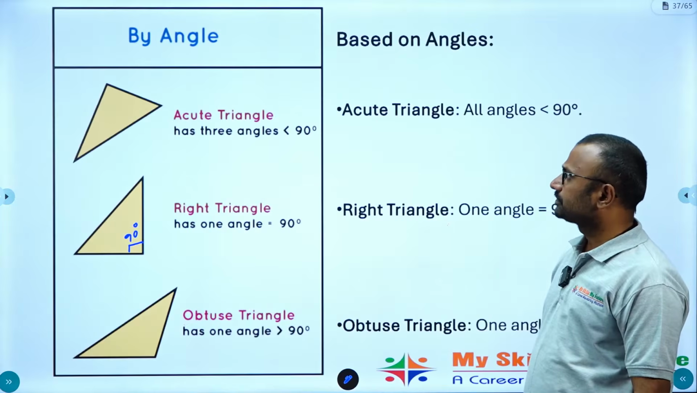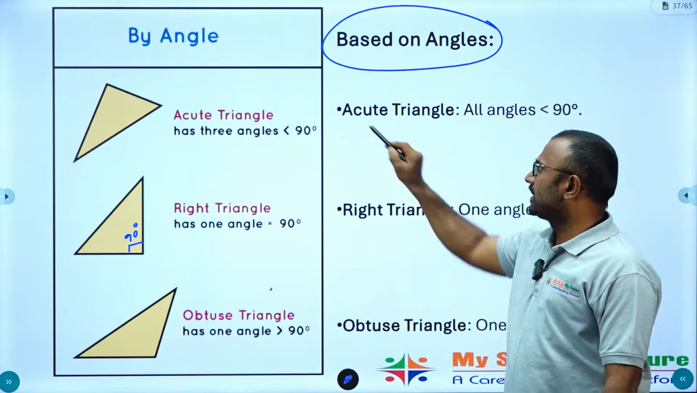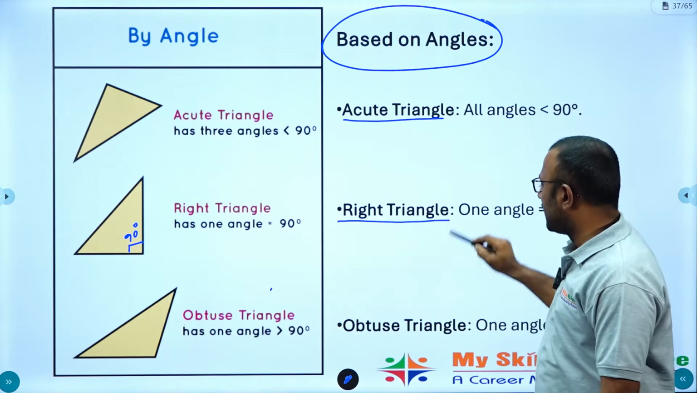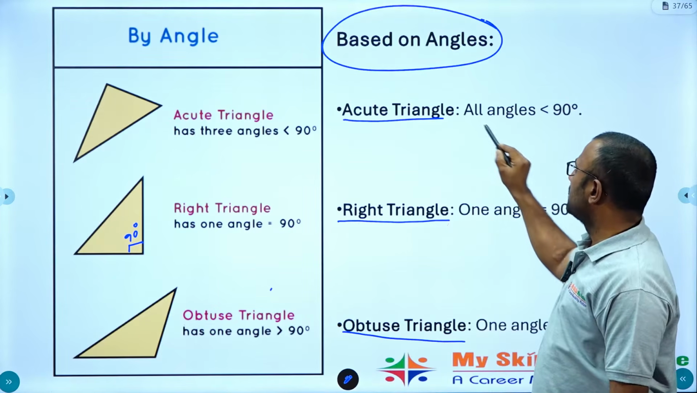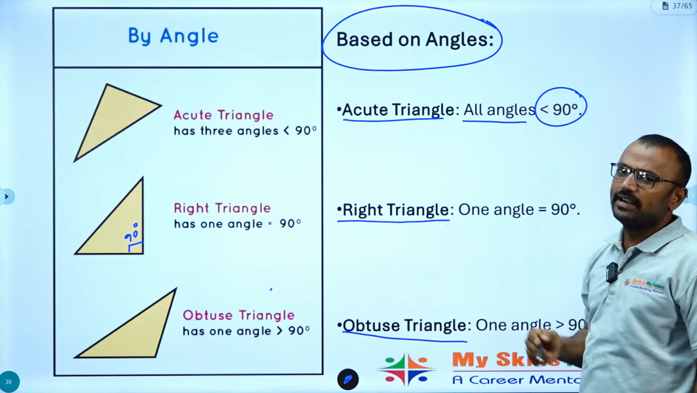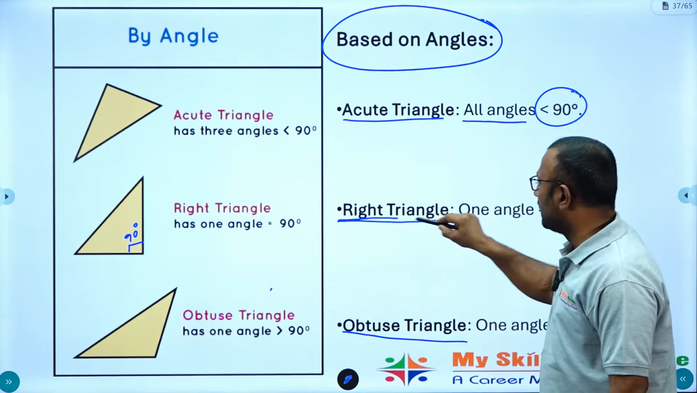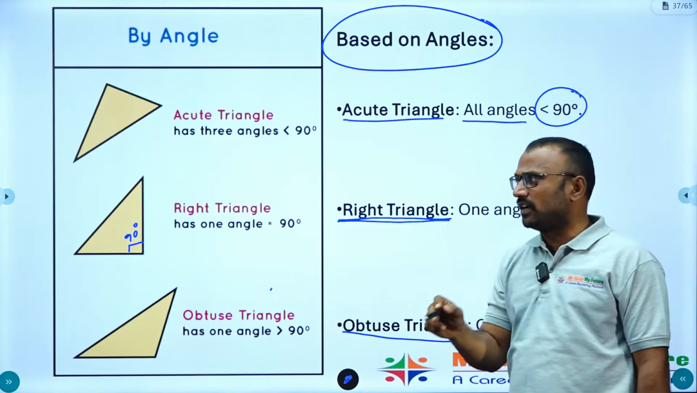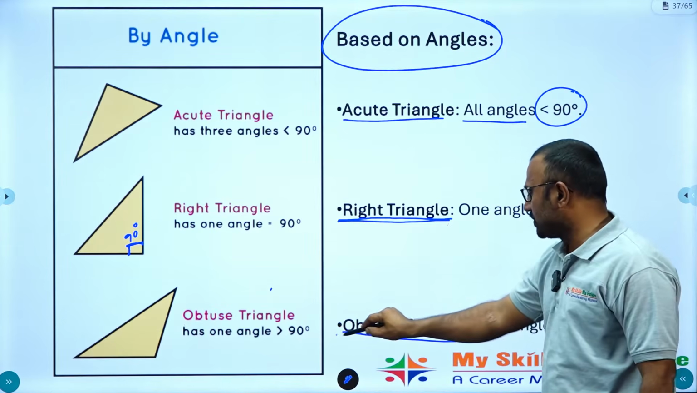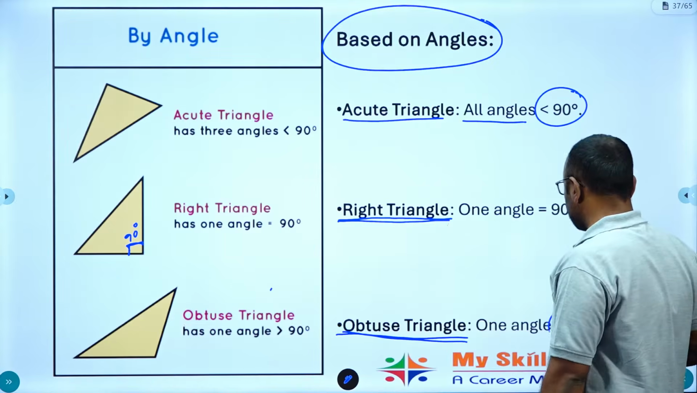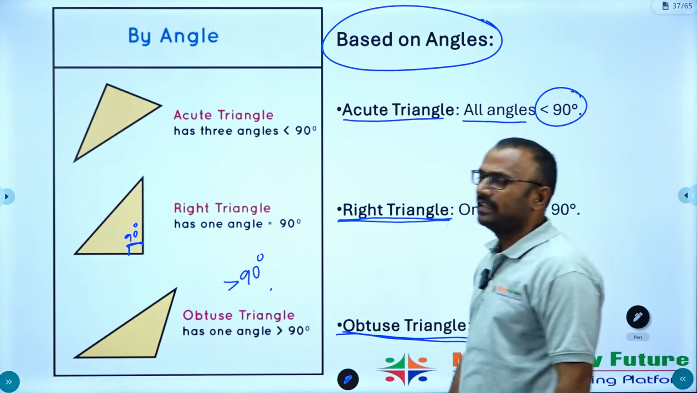Next, based on angles: acute triangle, right angle triangle, obtuse triangle. So what is an acute triangle? An acute triangle has all angles less than 90 degrees. A right angle triangle means one of the angles is equal to 90 degrees. Next, an obtuse triangle means one angle is greater than 90 degrees.